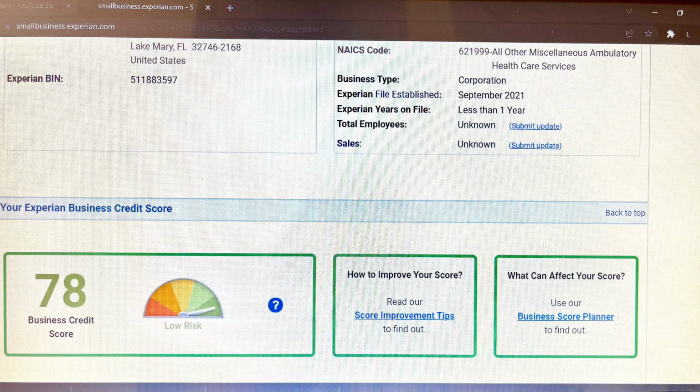Because as we know, there are certain industries that lenders and financial institutions actually consider as high risk, and one of those is CBD and credit repair. Those are the two that most lenders are a little bit sensitive to.